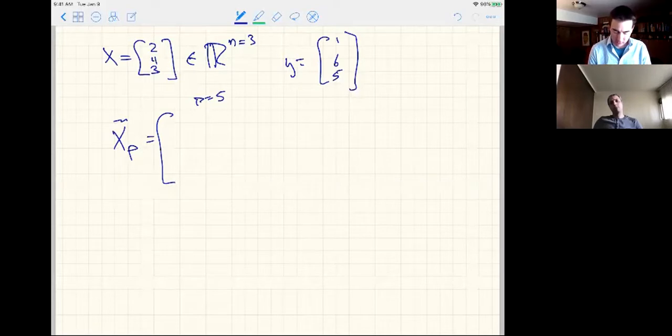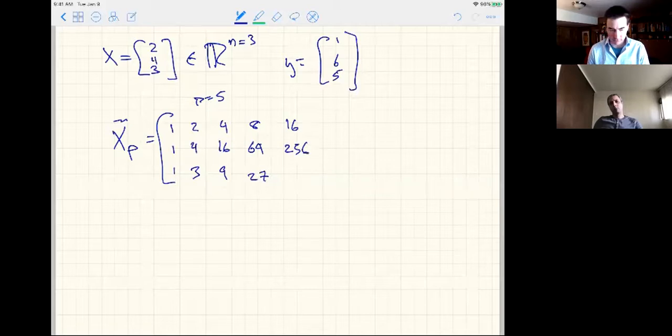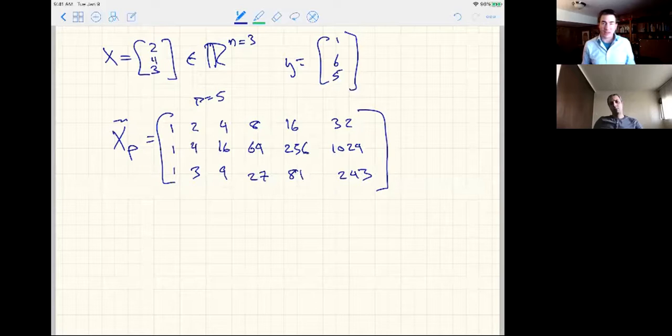The first column is going to be all ones. The second column, I just copy down the original data. And then the next column, I square this. And then that's the third column. The fourth column, I take it to the third power. So 8, I'm already at 64, 27, then to the fourth power, 16, 256, 81, then 32, 1024, 243. Okay, so I've blown this up, and then I can try to fit some sort of model.